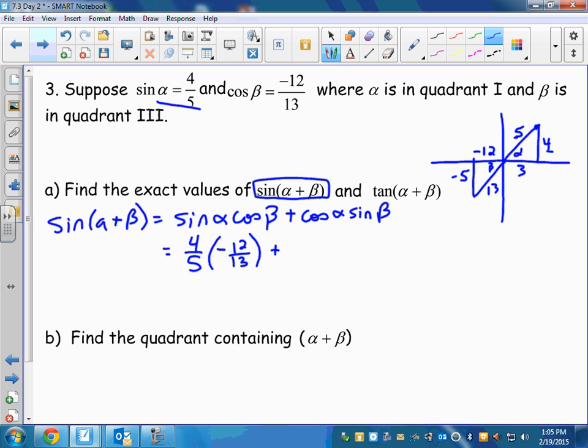But the second part here, cosine of alpha and sine of beta, that's where you need the triangle. Cosine of alpha. Cosine is adjacent over hypotenuse. So is that just 3/5? And sine of beta is going to be what? Negative 5/13. Because there's beta, opposite over hypotenuse. Y over R.